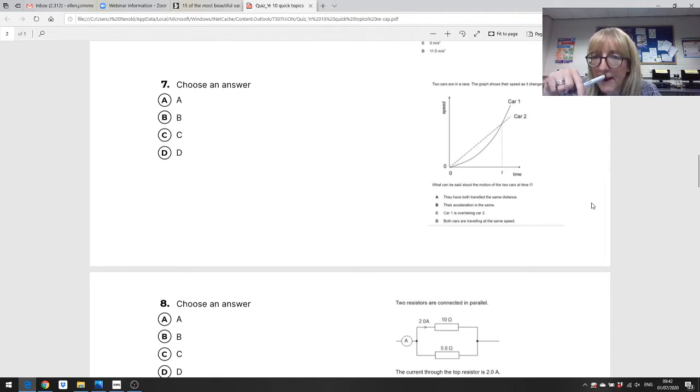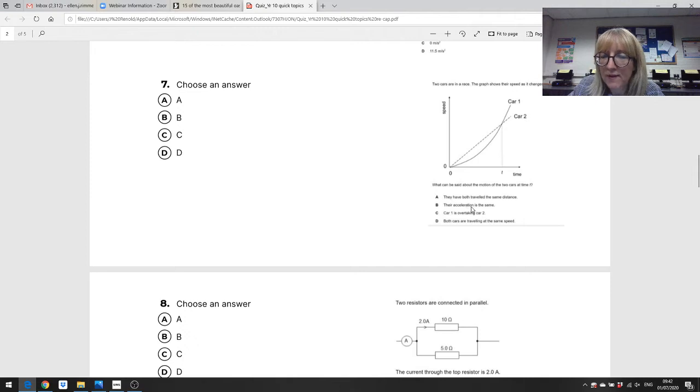Question 7. 2 cars are in a race. The graph shows the speed as it changes with time. What can be said about the motion of the 2 cars at time t? So it says they have both travelled the same distance. Well, that's not true, because for a speed time graph or a velocity time graph, the distance travelled is the area under the graph, and you can see that the dotted one will have a bigger area than the curved one underneath the graph. So it's not A.